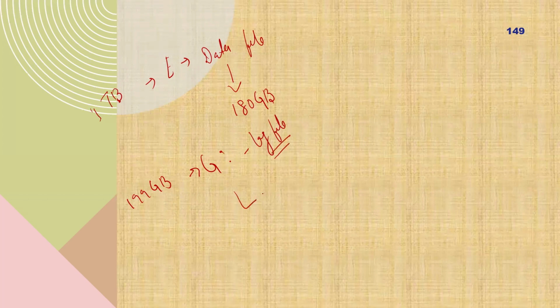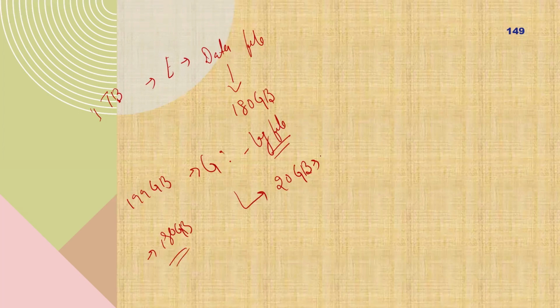A 1 TB file is there, right? Suppose as of now my data size is 180 GB. Suppose 199 GB is the size of my log drive. The log drive is my G drive, and the log file is stored in the G drive. Suppose as of now my log drive usage is 20 GB. So how much is remaining? Near about 180 GB, right?